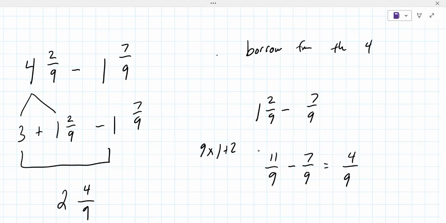Yeah, I mean, hopefully you see why you do that. It's because you really want it to be larger. If this fraction is smaller than this fraction, then you have to borrow from somewhere. Is that okay? Yes. Great.